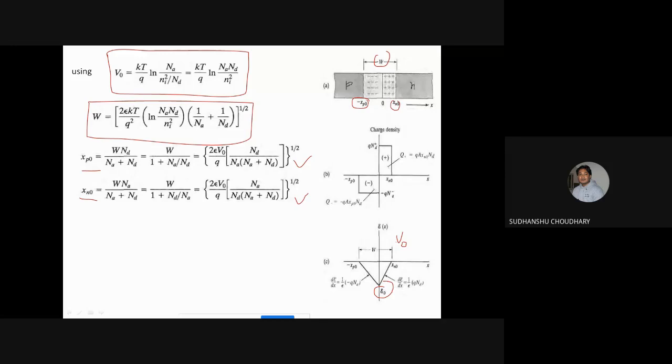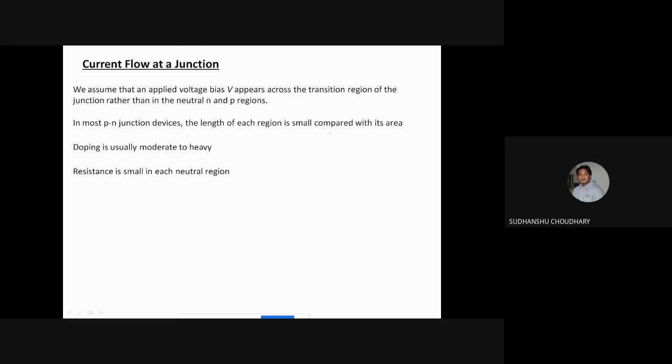So now what is left is, we now need to calculate the current across the junction. So everything is known to us now. So we want to now calculate the current across the junction. And before that, maybe let me check what is the time.